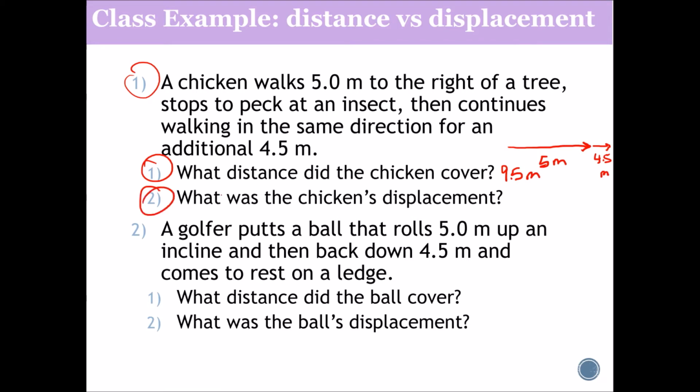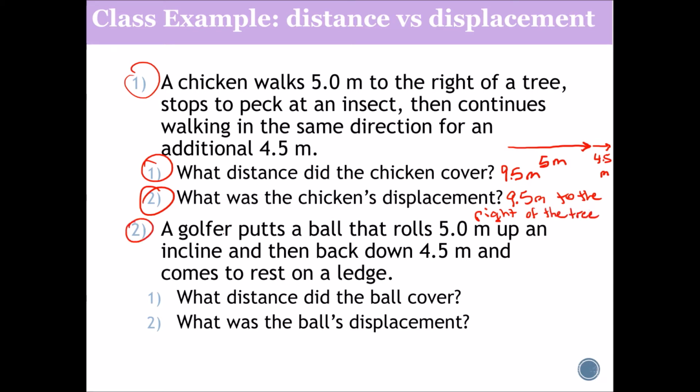Good. What was the chicken's displacement? Now, what did we say is the difference between distance and displacement? Displacement has one extra thing associated with it. What is that? Direction. So the chicken's displacement would be 9.5 meters to the right of the tree. And that's all there is to it.